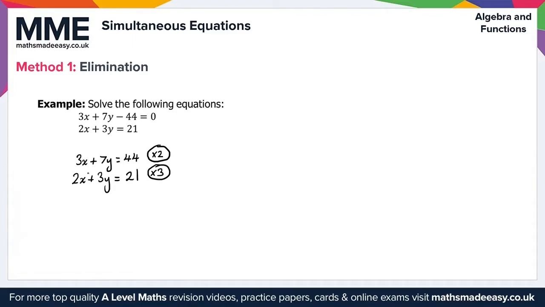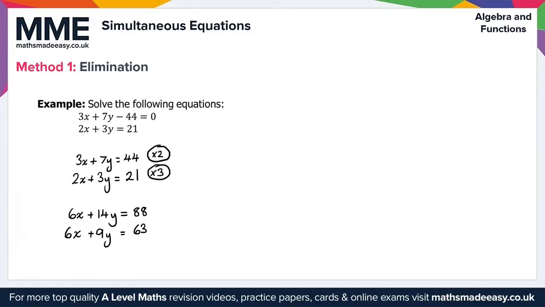In that case, what we obtain then is 6x plus 14y is equal to 88. So make sure you times each term across by 2. Repeating this now with the bottom equation, timesing each thing by 3. So that gives us 6x again. We get 3y times 3, which gives us plus 9y. And finally, 21 times 3 gives us 63 there.